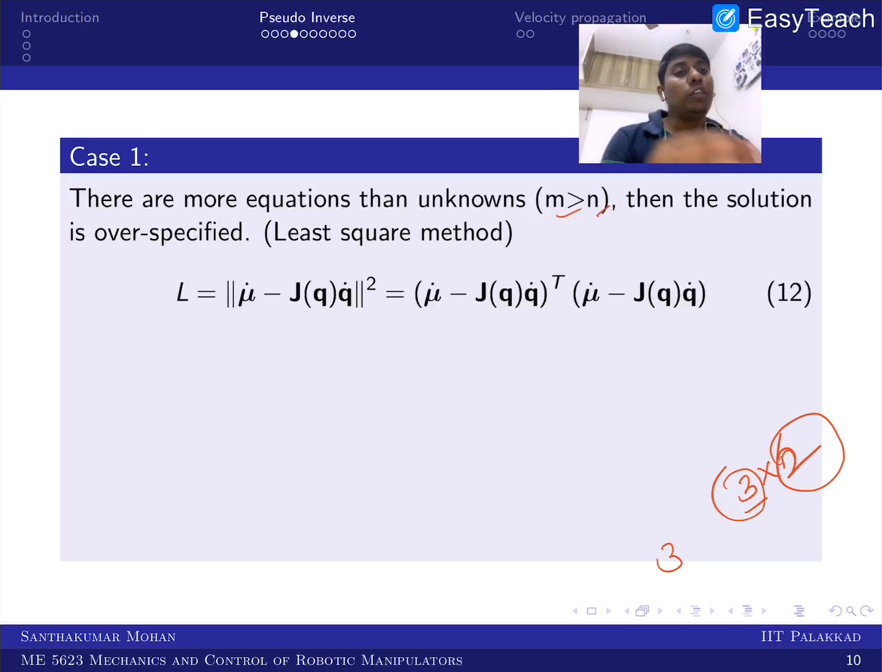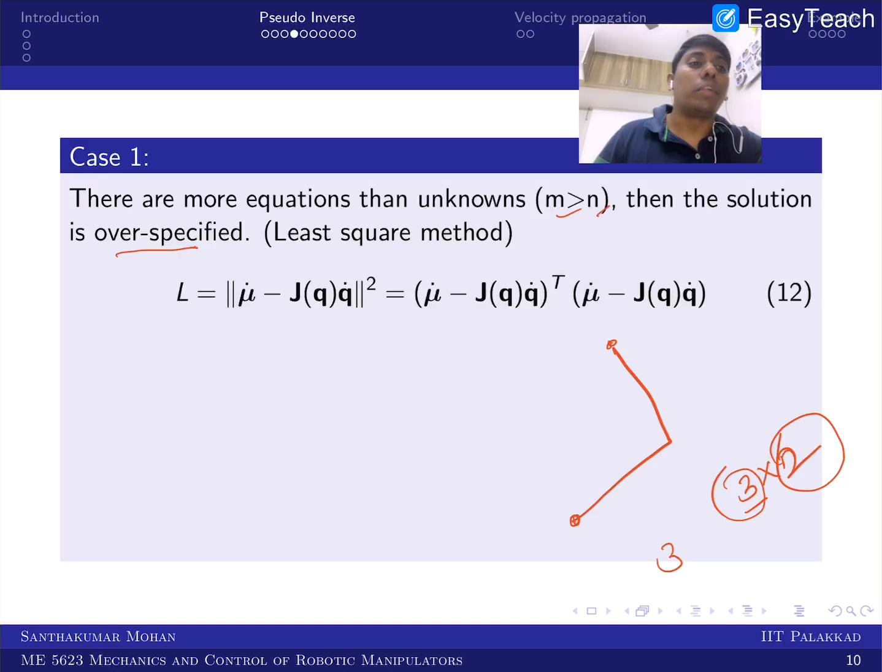In the sense you are trying to over-constrain this equation. Because you have only 2 unknowns, but you are trying to make 3 independent equations, which means it is superimposed. This is an over-specified situation, and it is not really going to be possible. You have a 2R serial manipulator, but it cannot maintain all 3 required degrees. I cannot maintain x, y and psi with only theta 1 and theta 2. So the solution is not possible if you are talking about simultaneous equations.